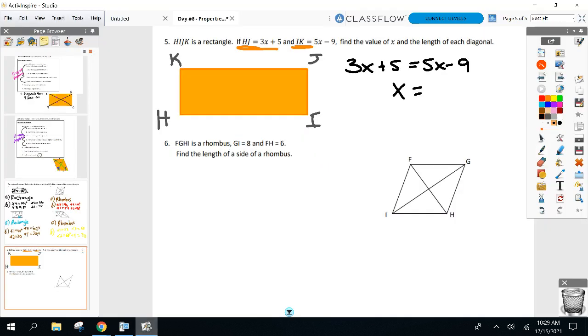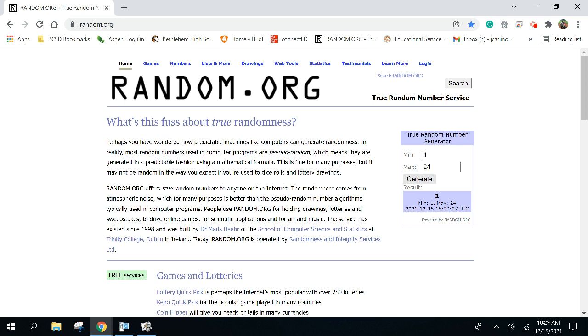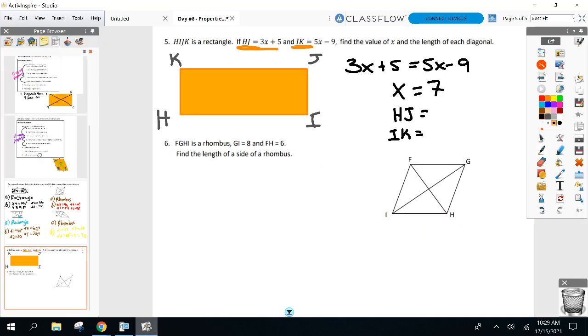Redemption. 7. That was 1/3 of the problem, though. It said find x. Now find each diagonal. So plug it back in. And my hope is that each diagonal length is the same, because that's what the property says. So what were the diagonal lengths when you're ready? 9? When you're ready. Here we go.